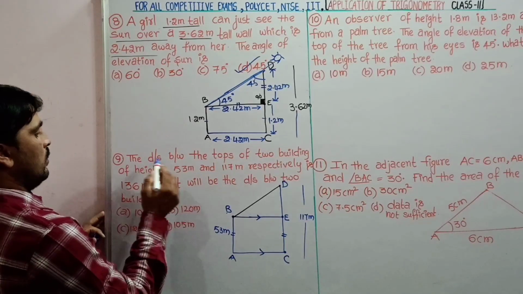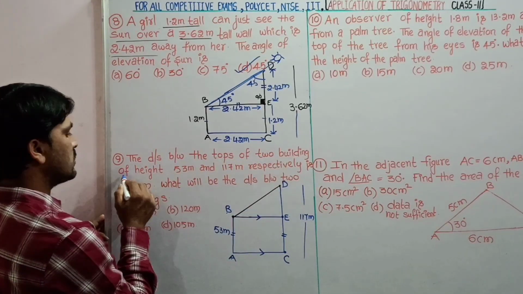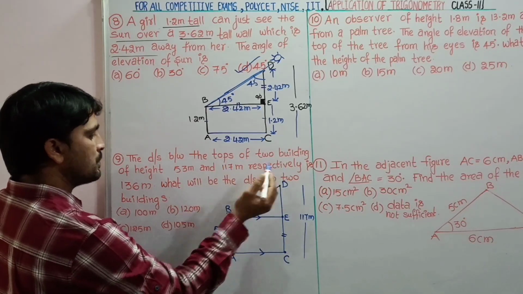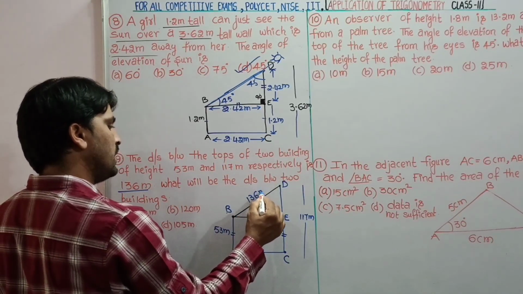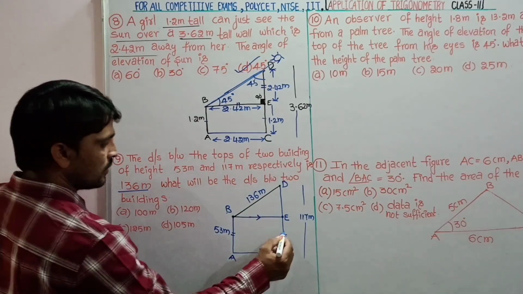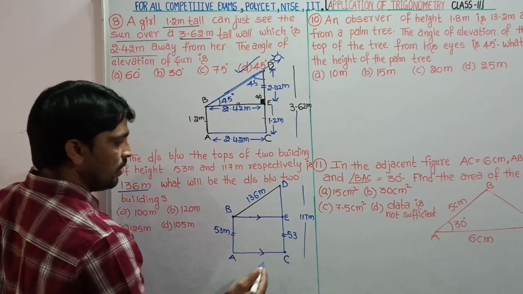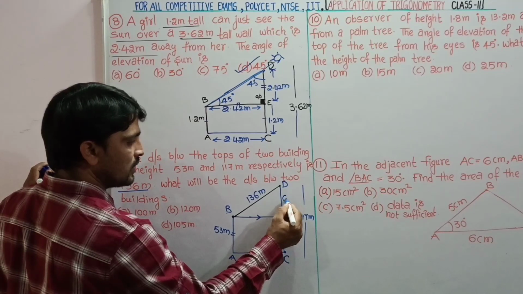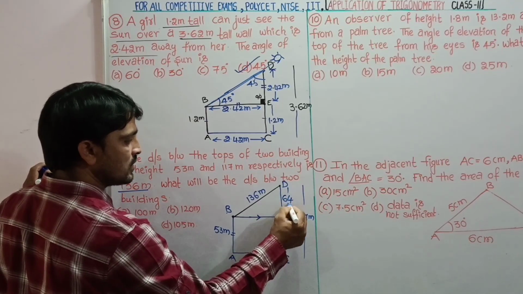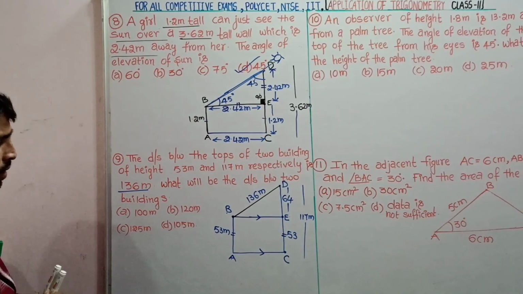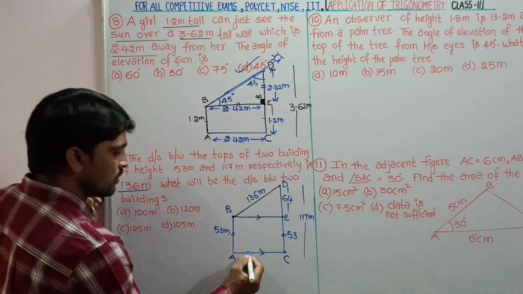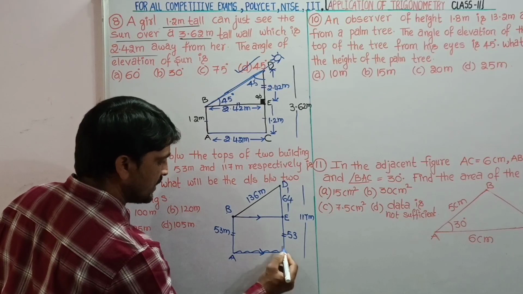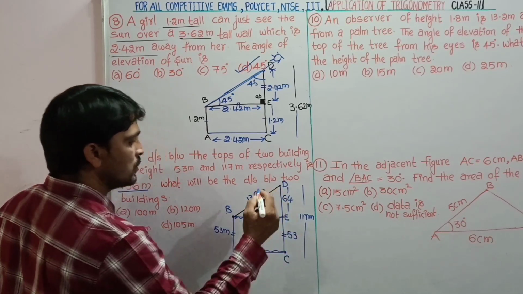And the distance between the tops of two buildings of the height 53 meter, 117 meter respectively is 136 meter. So this is also 53. 117 minus 53, that is 64 units. We have to find the distance between the two buildings. This distance we have to find, but AC is nothing but equal to BE also.